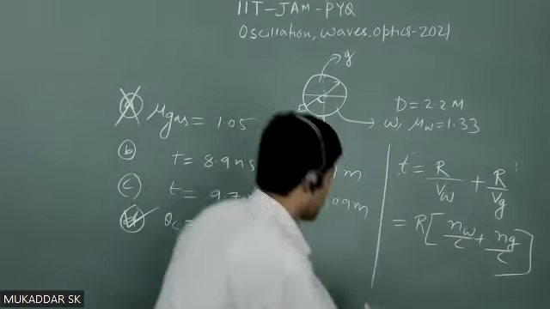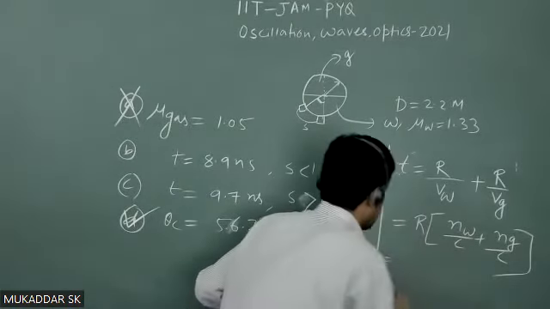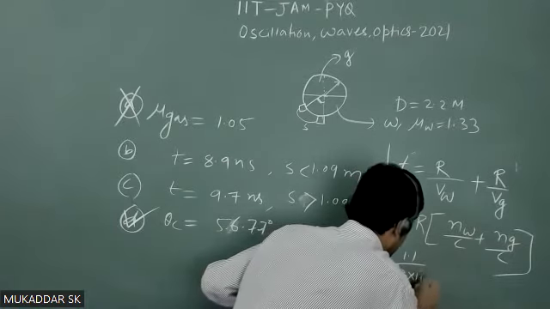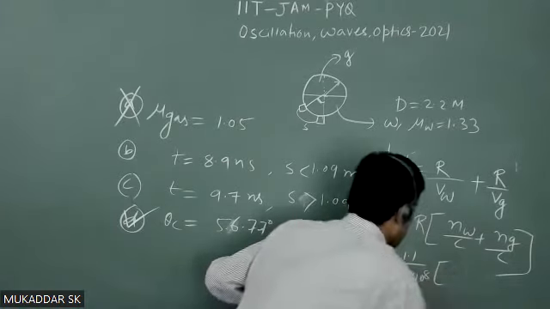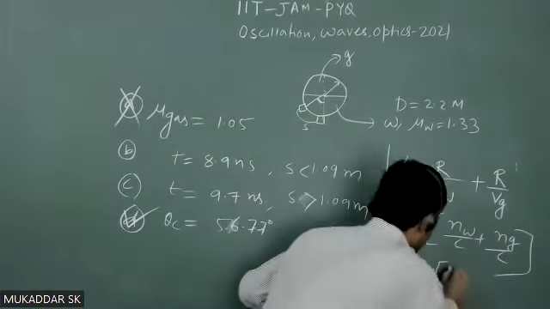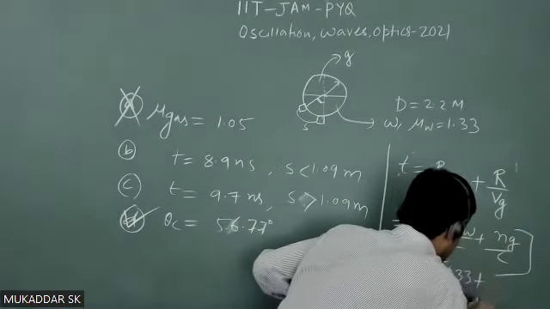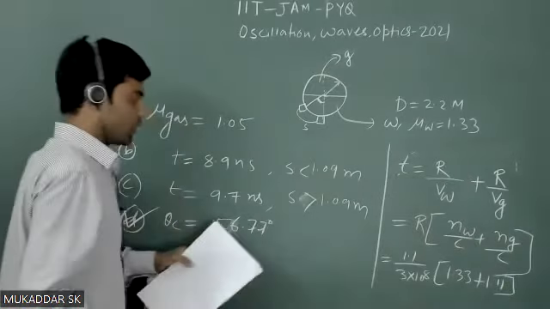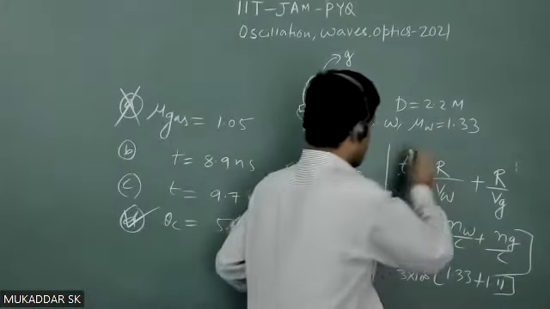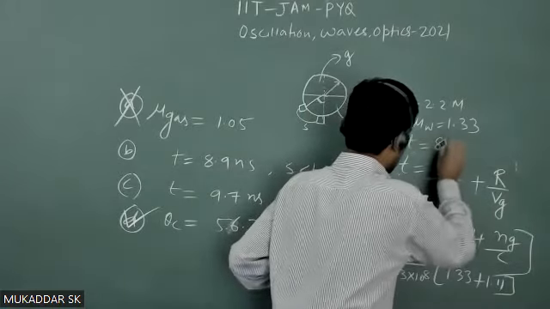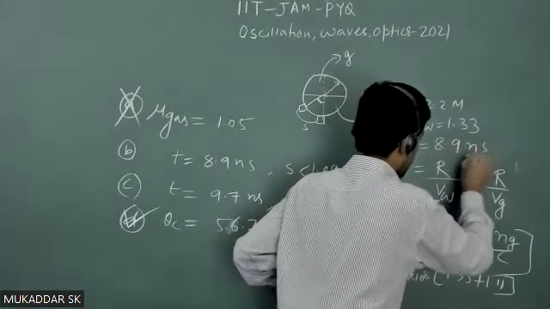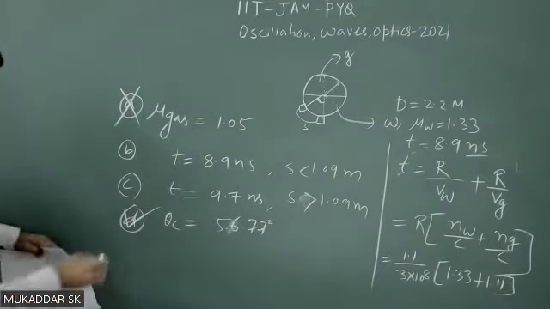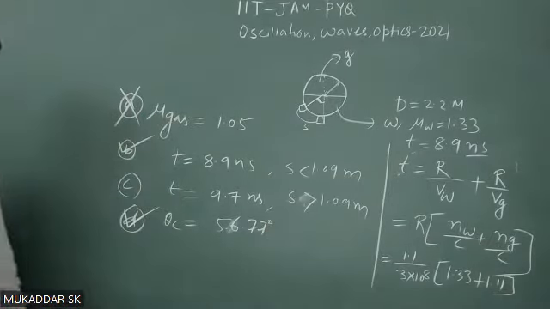Now I know everything. I know R is how much? R is 1.1. C is 3 into 10 to the power 8. Okay. NW is given, that is 1.33, and NG is 1.11. Okay. So if you calculate it, you will get T as 8.9 nanoseconds. Okay. So what does it mean? It means B option is correct.